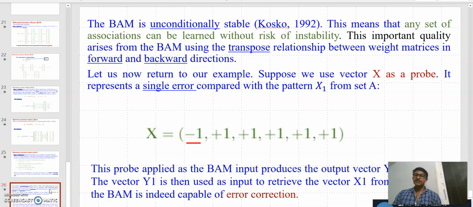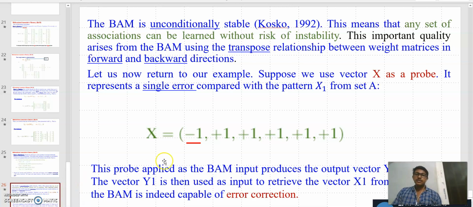The BAM is unconditionally stable. This means that any set of associations can be learned without risk of instability. This important quality arises from the BAM using the transpose relationship between the weight matrices in the forward and backward directions.